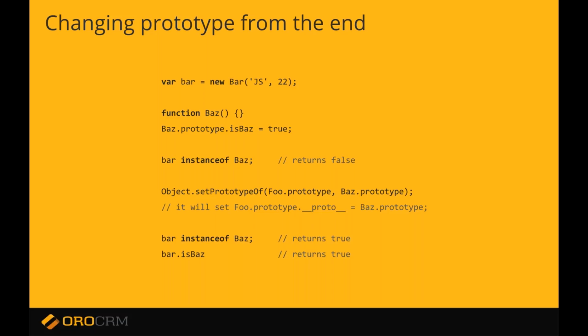And if after that we check if bar is an instance of bus, the JavaScript interpreter will say it's true, it's an instance of bus. And now we can get access to the property of bus prototype. And we see that bar is bus will return true.